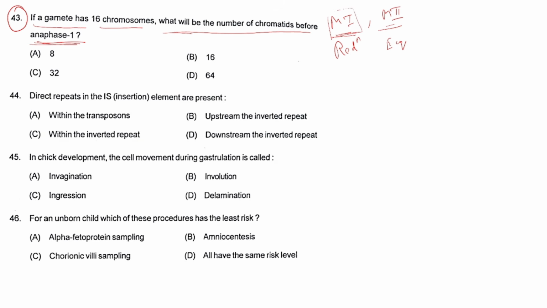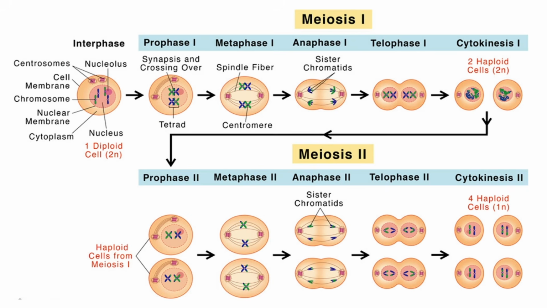Let's see. The question is saying that the gamete has 16 chromosomes. Gametes are always haploid in nature, so the diploid level will be how much? Diploid will be 32. So what will be the number of chromatids before anaphase 1? Let me explain this with the help of this diagram. Here you see the gamete, which has 16 chromosomes, and we know that the parent cell will have how many chromosomes? 32 chromosomes.